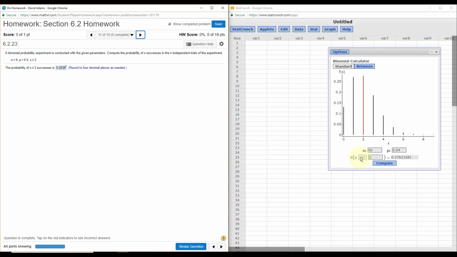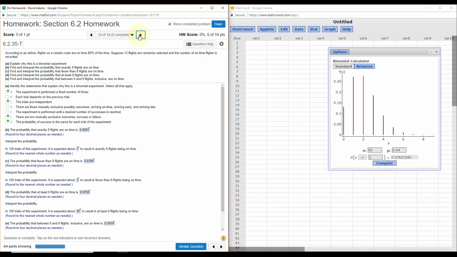To do this one, you just choose less than or equals. Okay, adjust the numbers. Less than or equals. So now this is a little bit more difficult. Again, leave the StatCrunch open.